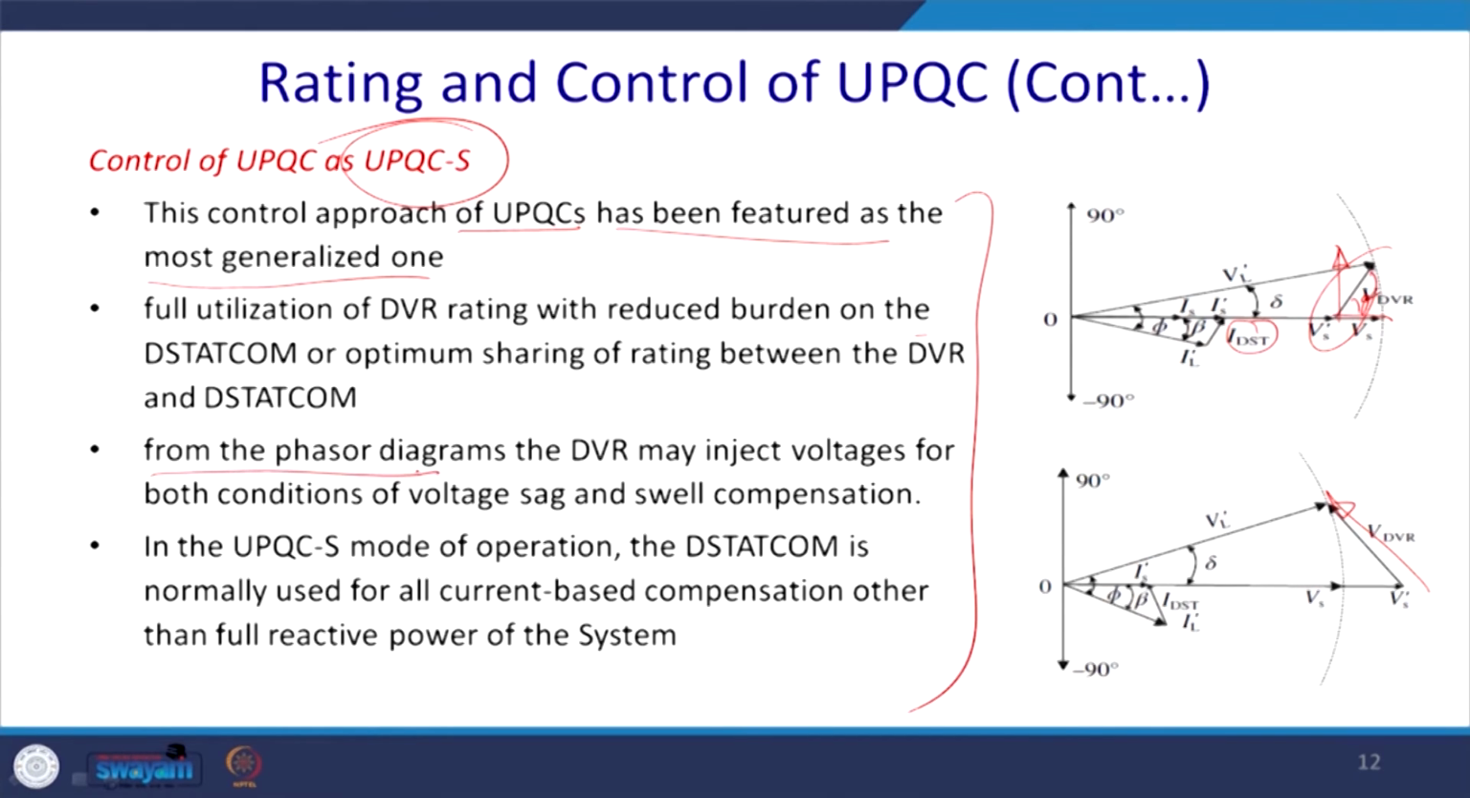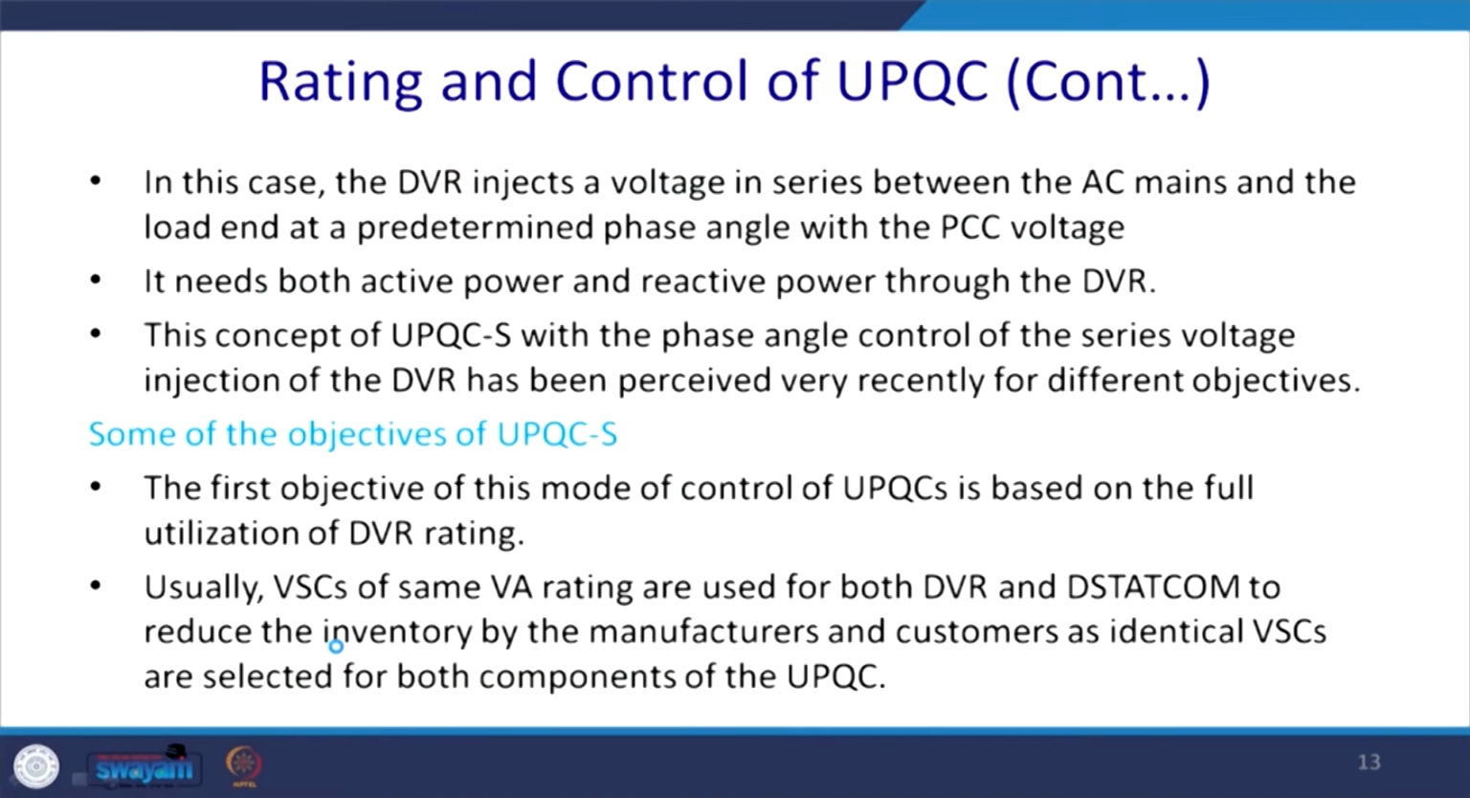From the phasor diagram of the DVR, as I explained a little earlier, the DVR may inject the voltage in both conditions, voltage sag as well as voltage swell compensation. In the UPQC S mode of operation, the D StatCom is normally used for all current based compensation other than the full power system compensation. So, this is the way it will work, and that is what happens in this configuration.